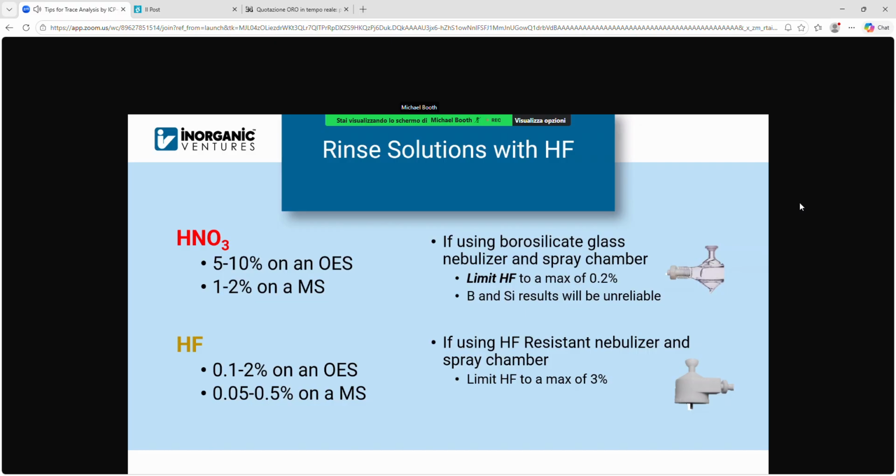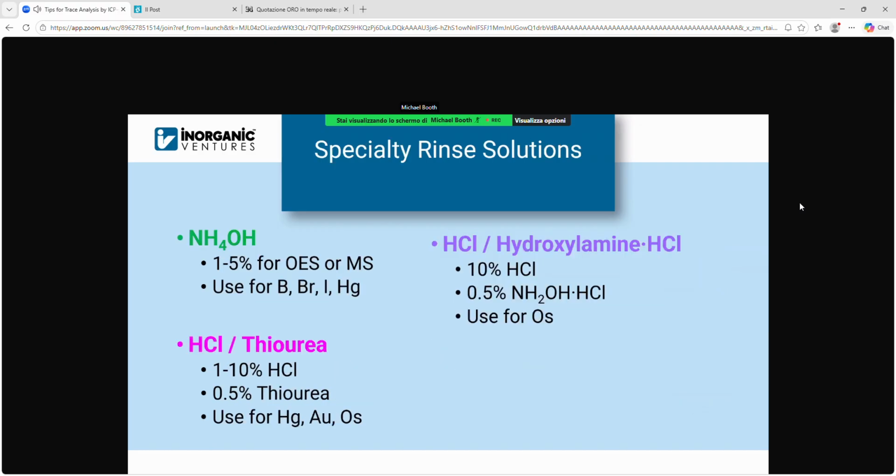So let's talk some specialty rinse solutions. Again, I kind of mentioned before, if you're running bromide, iodide, you'd want to switch over to a basic matrix. So again, you'd also want to switch over your rinse solution to that as well. So ammonium hydroxide rinse can work out really well for both OES or mass spec. And what we found is it can also be a good rinse for some of these elements like boron or mercury that might stick around, including bromide and iodide.